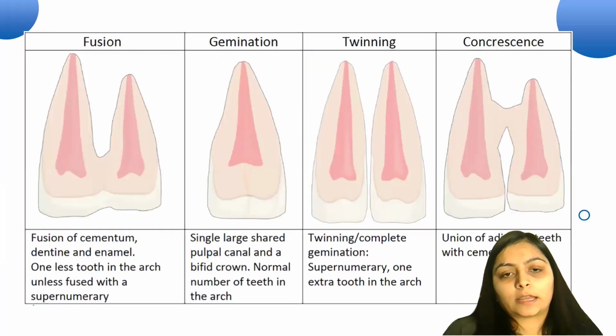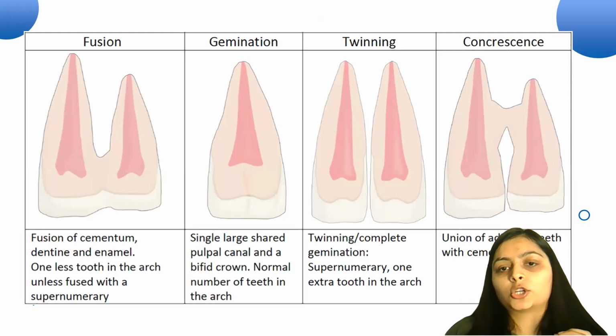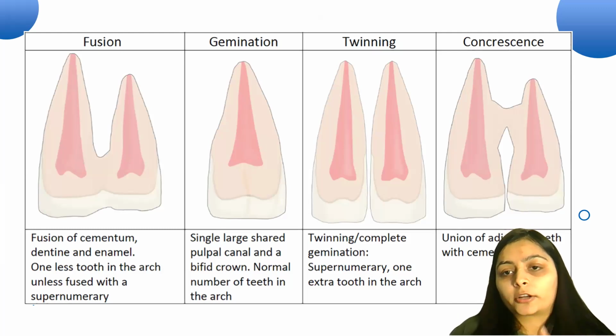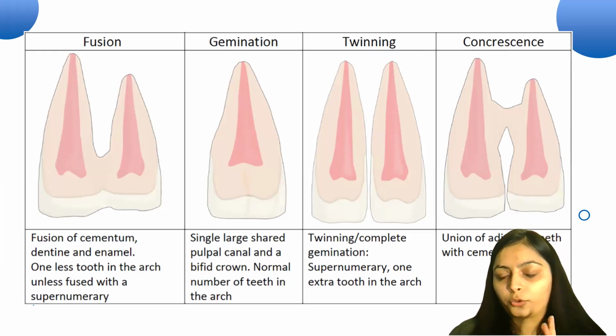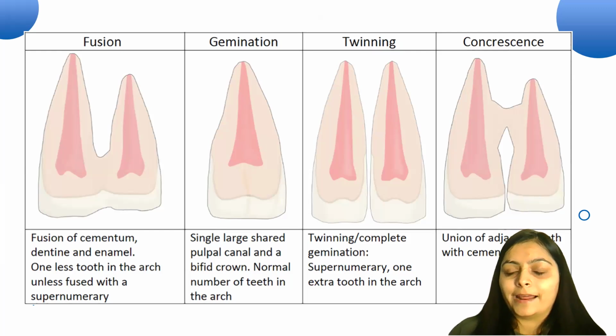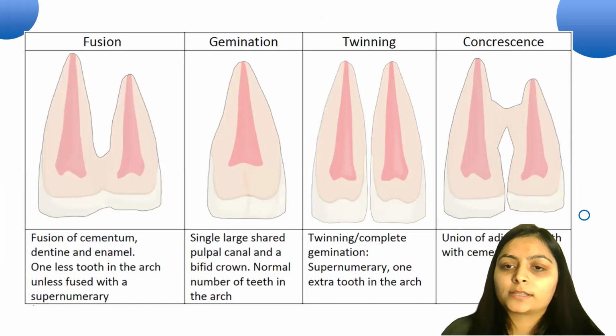In this picture we can more clearly differentiate between fusion, gemination, twinning, and concrescence. Concrescence means the fusion of two tooth roots by only cementum. No fusion between dentin or any other part of the tooth. Just cementum will be fused between the teeth, known as concrescence.